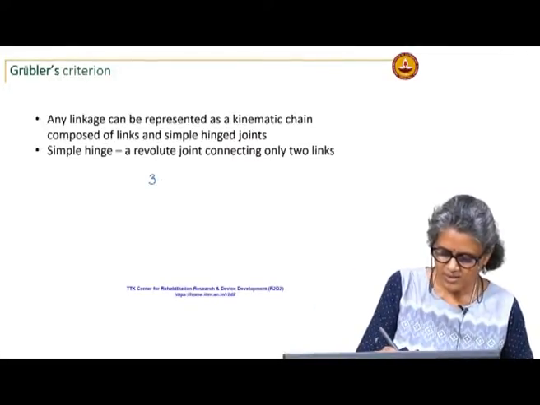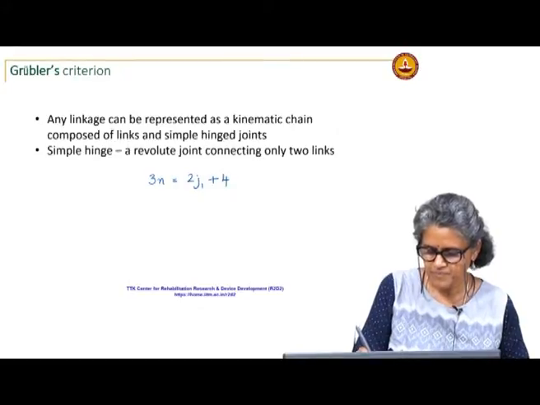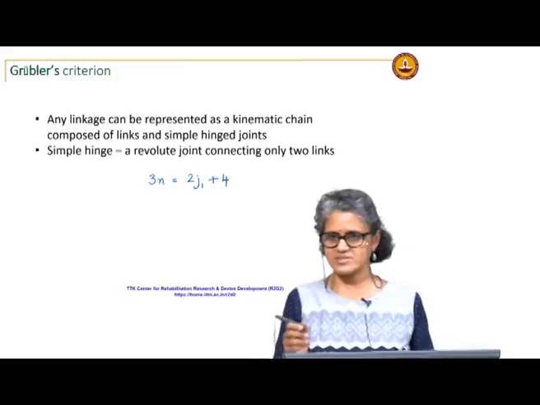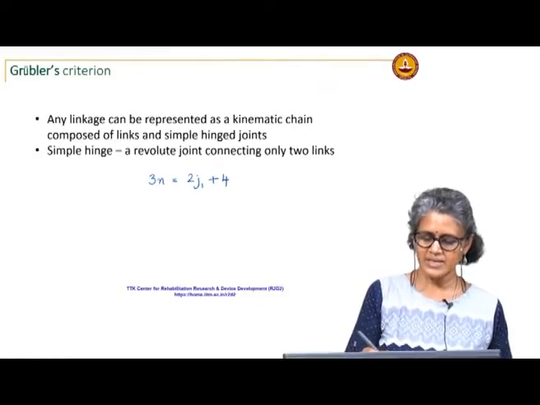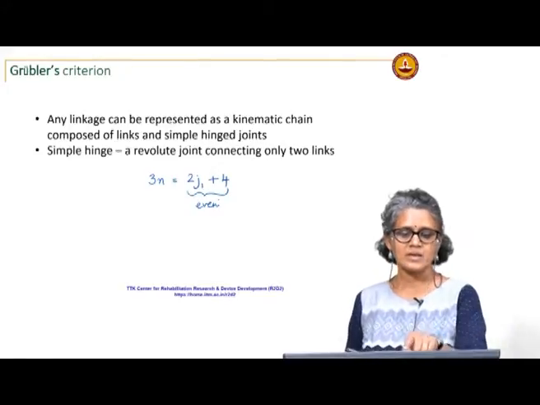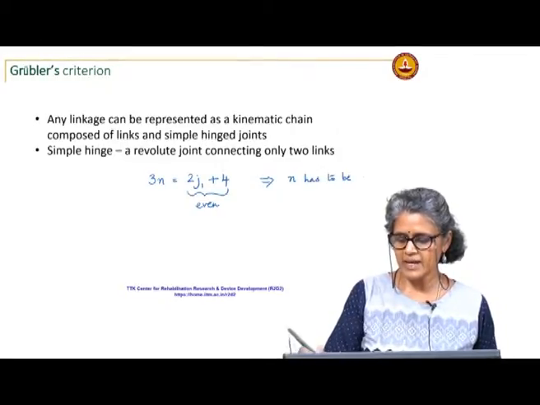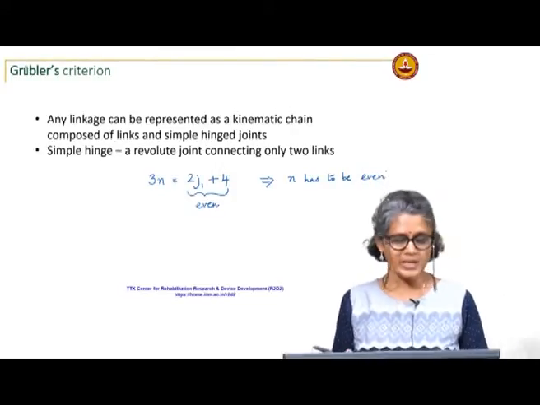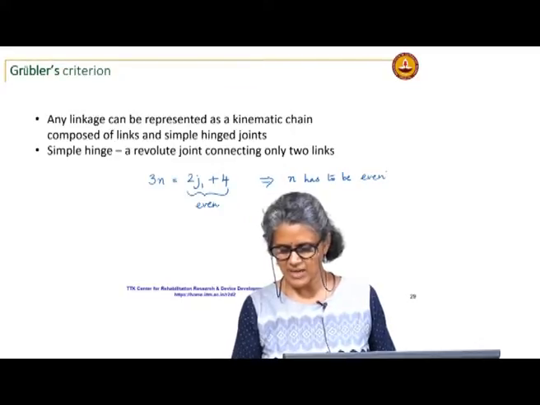In the last class we derived the planar mobility criterion, and Grubler's criterion is nothing but the mobility criterion for mechanisms with mobility equal to 1 and only single degree of freedom joints. It is just a special case of the planar mobility criterion. The first thing that we saw from Grubler's criterion is that since this number is an even number, n has to be even. So, if you want to create a mechanism with mobility equal to 1, you need an even number of links. That is the first observation that we have from this.